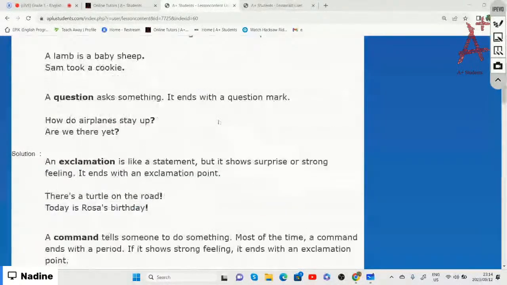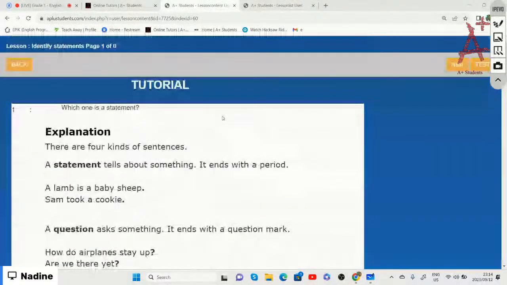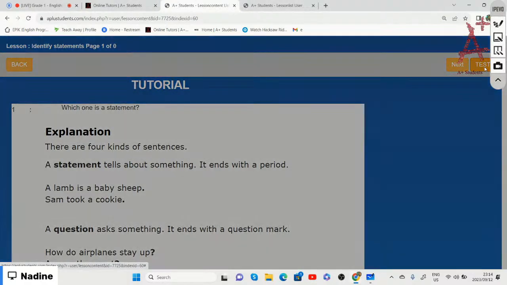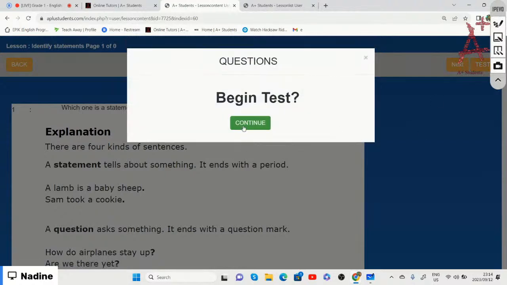All right. So with a statement, if you also look at more sentences when it comes to statements, it's the same as you saying, I love my mom, or I love my dad, or I love my parents, I love my school. And it ends with a period. This is just you telling us about something. All right, so now let's go to our test where we are going to learn more about statements.